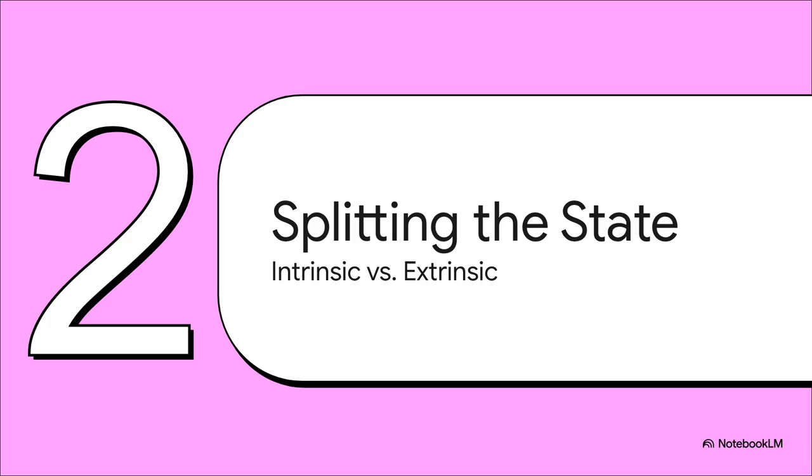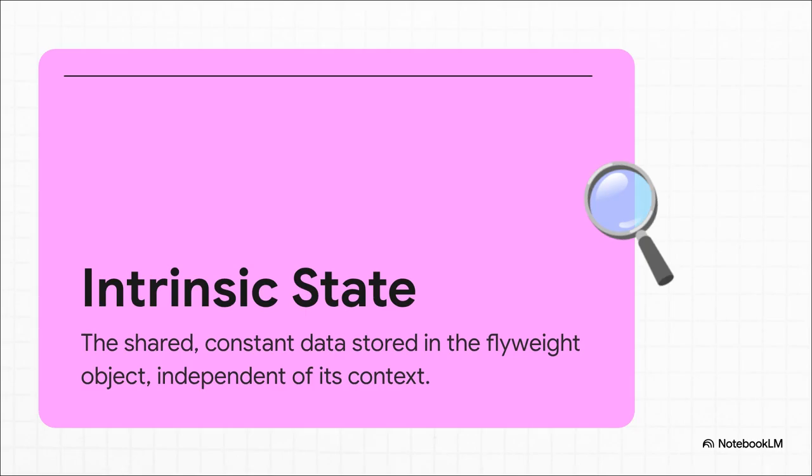And this is the absolute core idea of the flyweight pattern. You split an object's state into two different kinds. First up, we have what's called the intrinsic state. This is the part of the object that's shared, it's constant, it doesn't change. The best analogy is a library book. Think about its title, its author, its ISBN number. No matter who checks that book out or when, those core details are always the same. This is the heavy, reusable chunk of data.